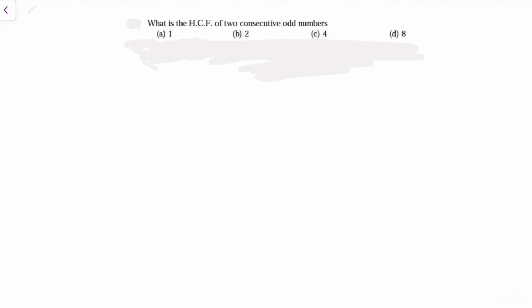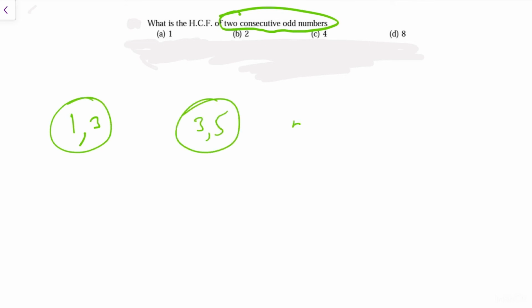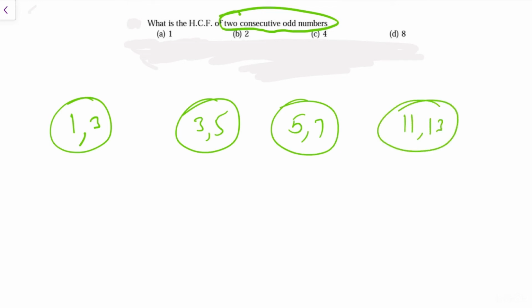If you don't have any previous idea regarding this kind of question, simply take an example and apply it to the question. It is asking only about two consecutive odd numbers. So 1 and 3 are consecutive odd numbers, 3 and 5, 5 and 7, 11 and 13 are consecutive odd numbers. Out of all these, take any one pair and find the HCF. I am taking 3 and 5.